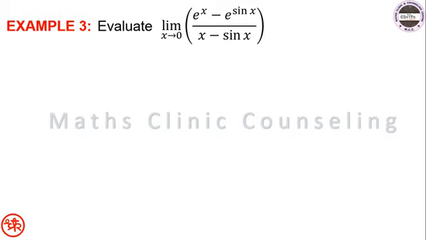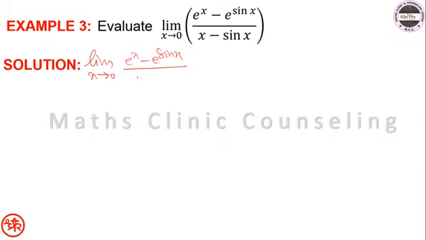Example number 3. Evaluate limit x tends to 0 of e to the power x minus e to the power sin x upon x minus sin x. Is that clear? So let us start. So what we have? Limit x tends to 0 of e to the power x minus e to the power sin x upon x minus sin x.